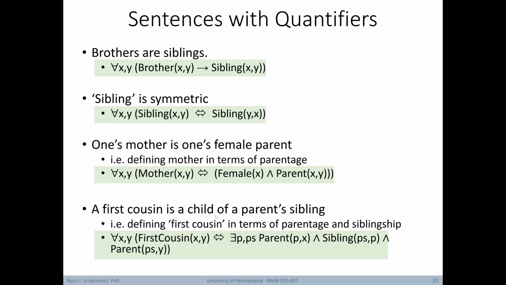Now let's capture the idea that a first cousin is a child of a parent's sibling. In other words, we're going to try and define first cousin in terms of parentage and siblingship. For this, we use the following expression. For all x and y, x is first cousin to y if and only if there exists a parent p and a parent's sibling, where p is parent to x, and the parent's sibling is sibling to p. Also, the parent's sibling has to be parent to y.